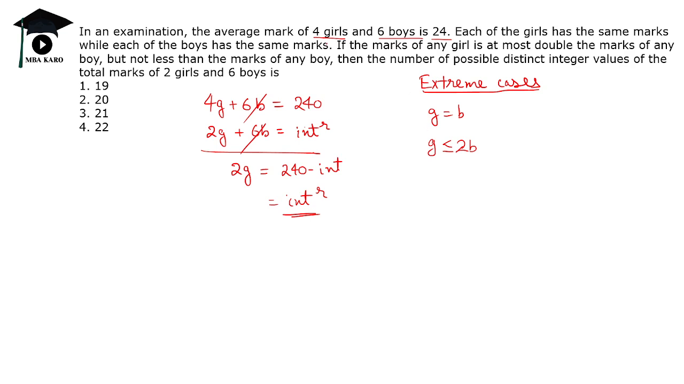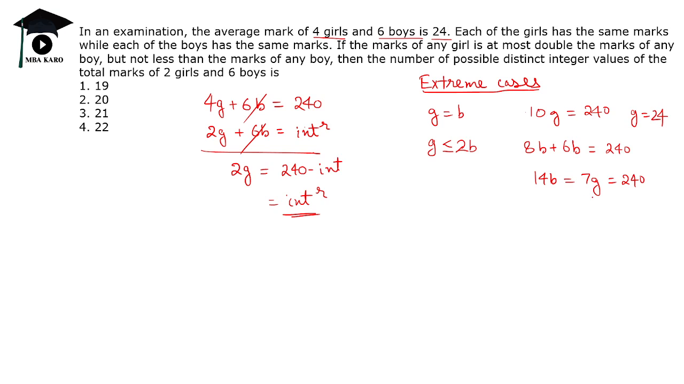So first case, G is equal to B, so 4 girls plus 6 boys, so we get 10G is equal to 240. So G is equal to 24. So one end is 24. The second end is G is equal to 2B. So we get 4G plus 6B, which is 8B plus 6B. Right. So 14B is 240, or 14B can be written as 7G. So 7G is equal to 240.